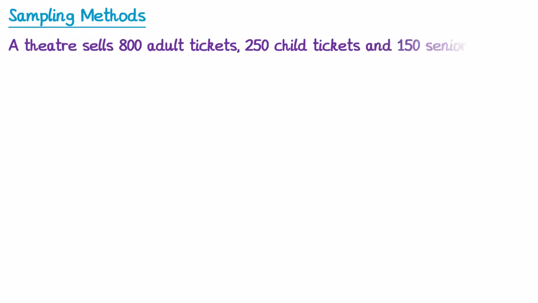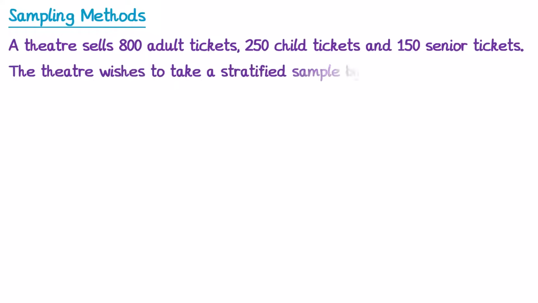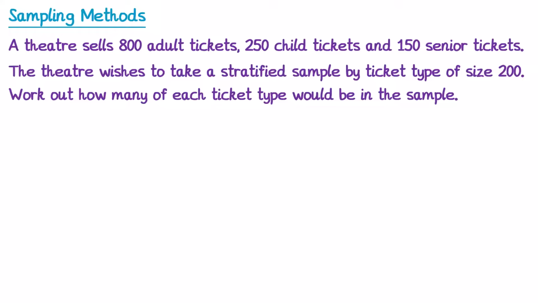So in this example, we have a theatre that sells 800 adult tickets, 250 child tickets, and 150 senior tickets. So that's going to be our population. The theatre wishes to take a stratified sample by type of ticket of size 200. We need to work out how many of each ticket type would be in the sample. So we need to ensure that the proportion of each of the ticket types in the whole population is the same as that in our sample.